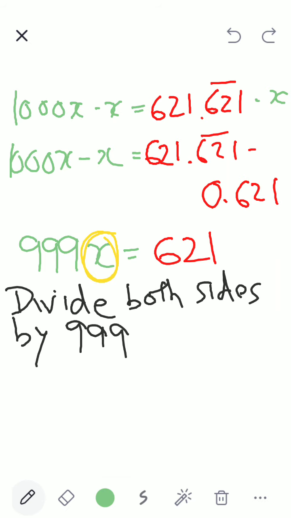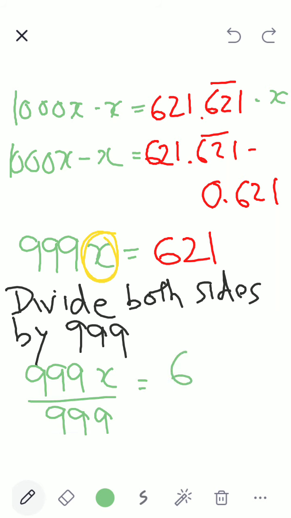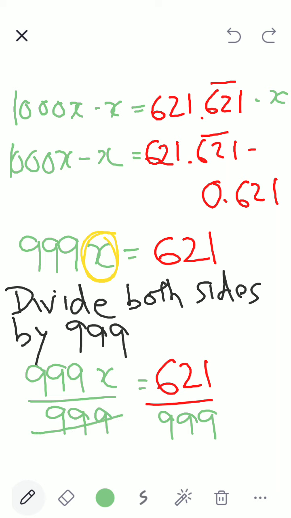So what will I get? 999 multiplied by x divided by 999 equal to 621 divided by 999. Correct? 999 gets divided by 999, giving 1. So I get x equal to 621 divided by 999.